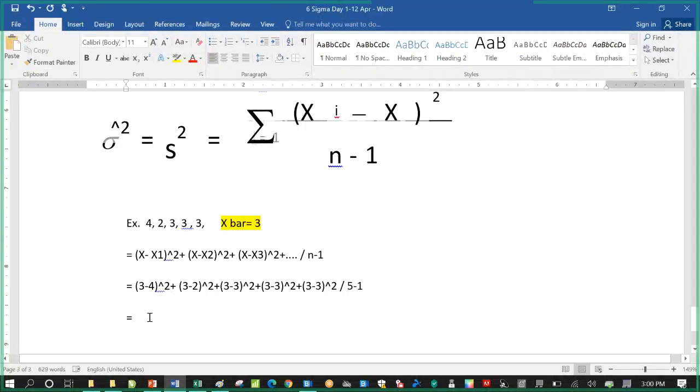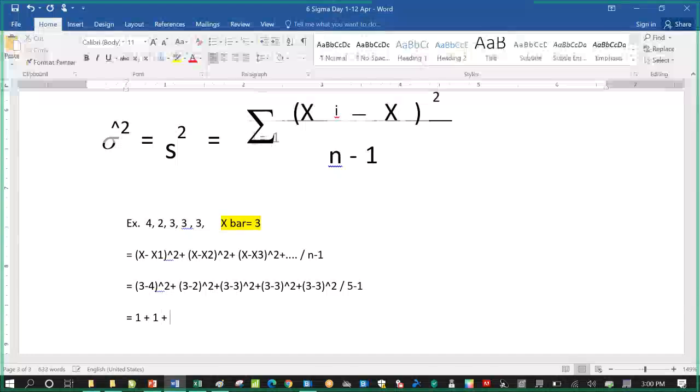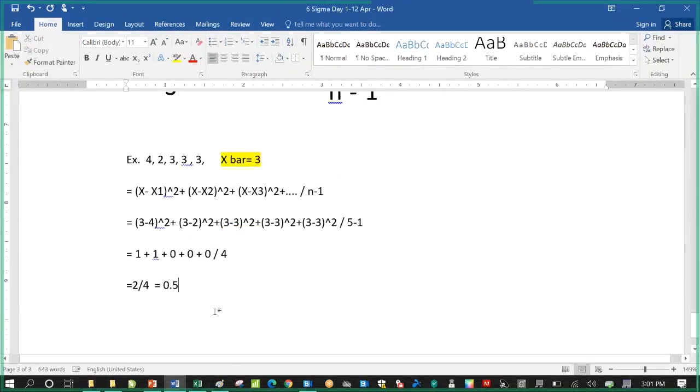So 3 minus 4 is minus 1, and minus 1 squared is 1. 3 minus 2 is 1, and 1 squared is 1. The rest are all 0, because 3 minus 3 is 0, and 0 squared is 0. So it is basically 2 by 4, which is 1 by 2, 0.5. We are done. This is how we calculate variance.